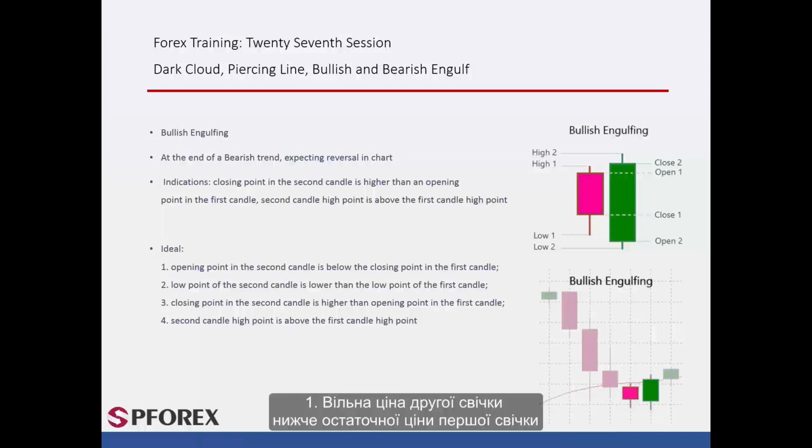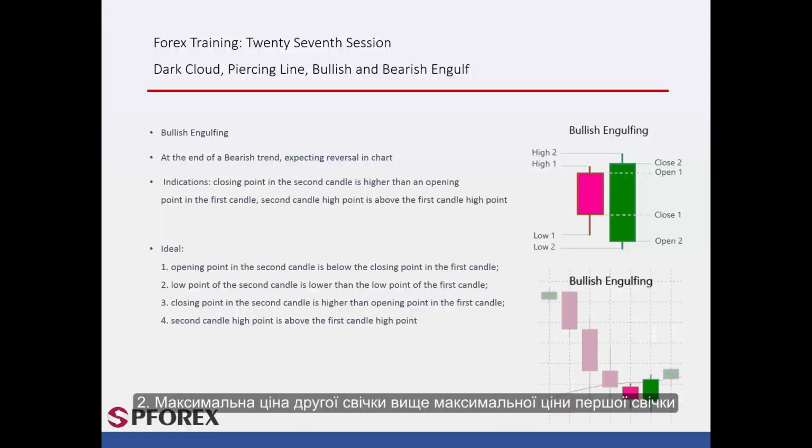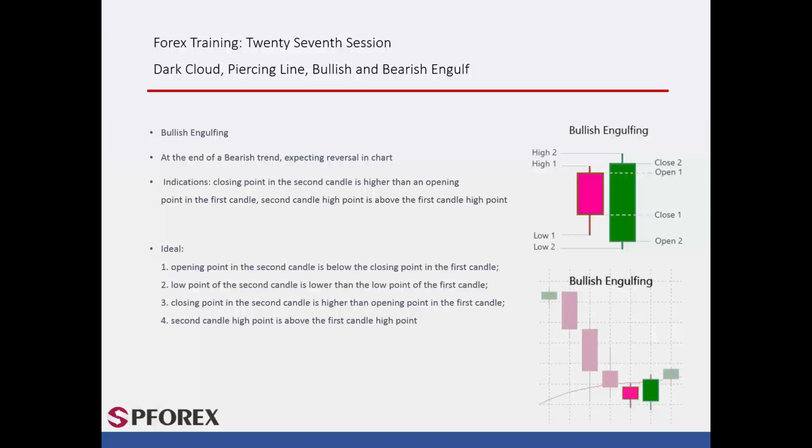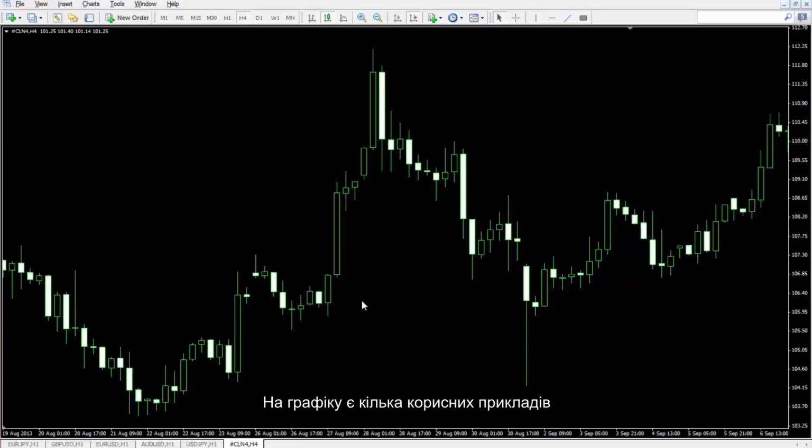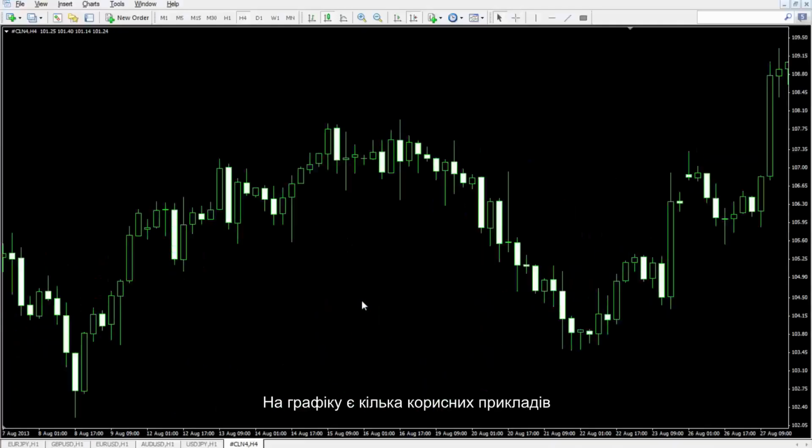1. The open price of the second candle is lower than the close price of the first candle. 2. The high price of the second candle is above the high of the first candle. 3. The close price of the second candle is higher than the open price of the first candle. And 4. The low price of the second candle is lower than the low of the first candle. There are multiple useful examples on a chart.